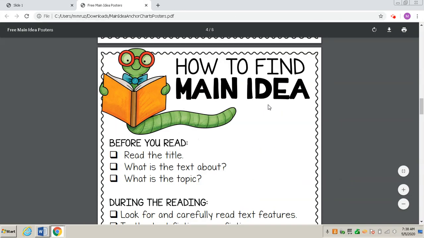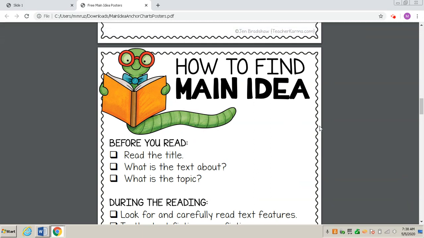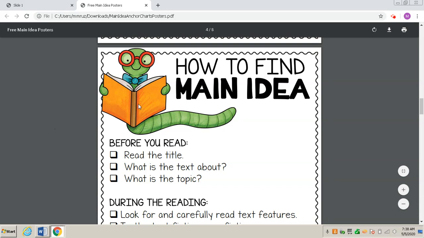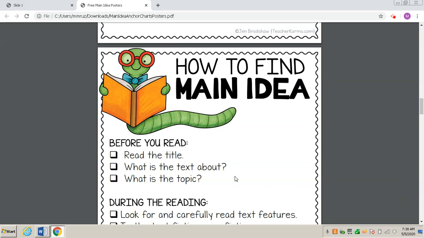Let's talk about how we find the main idea. Here are some tips. Before we read, if we're reading a book, make sure you read the title. You need to think about what the text is about and what the topic is. I'm reading a chapter book to my second graders called I Survived the Joplin Tornado. Now, the topic in the text is about the tornado that happened in Joplin, Missouri. The topic isn't a hurricane, it's a tornado.